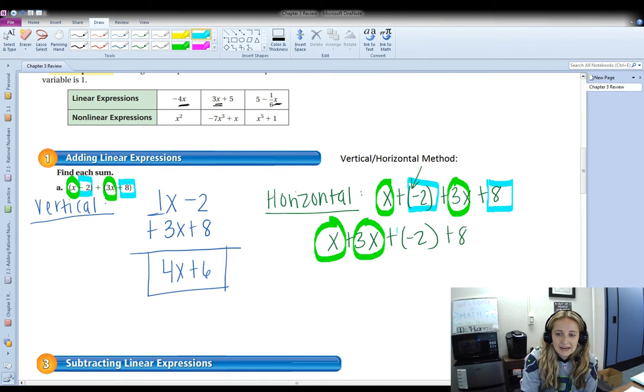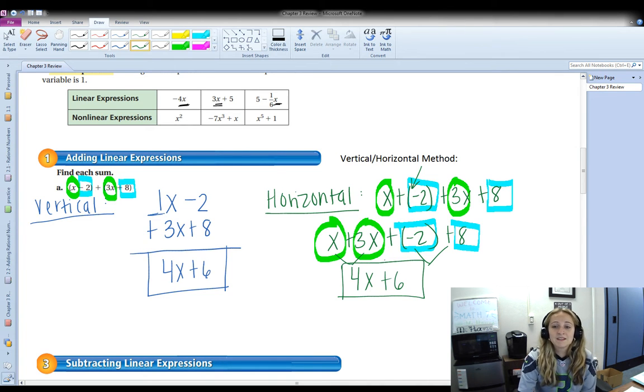All right, again, I'm putting my shapes around it because it's a great way to keep track of your like terms so you know what to combine. Now, we just combine them. So that's going to be 4x, and this right here is going to be plus 6. And that is my final answer. Notice, you get the same answer either way, okay? It's up to you which method you prefer to use.